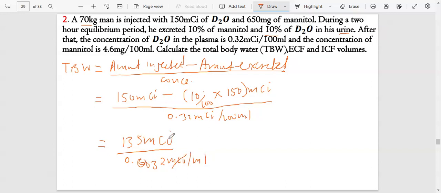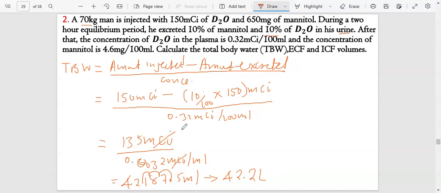So you see that this unit and this unit are going to cancel out, so the answer is going to remain in milliliters. You can now divide 135 by the answer in the denominator. That is going to give us about 42187.5 milliliters. I'm going to convert this to liters, so just divide by 1000. The decimal point moves 1, 2, 3 places, so that is about 42.2 liters. This is the total body water, 42.2 liters.